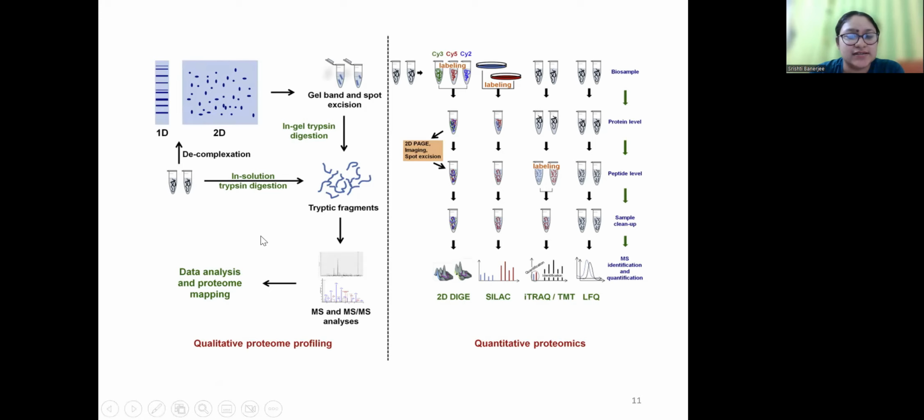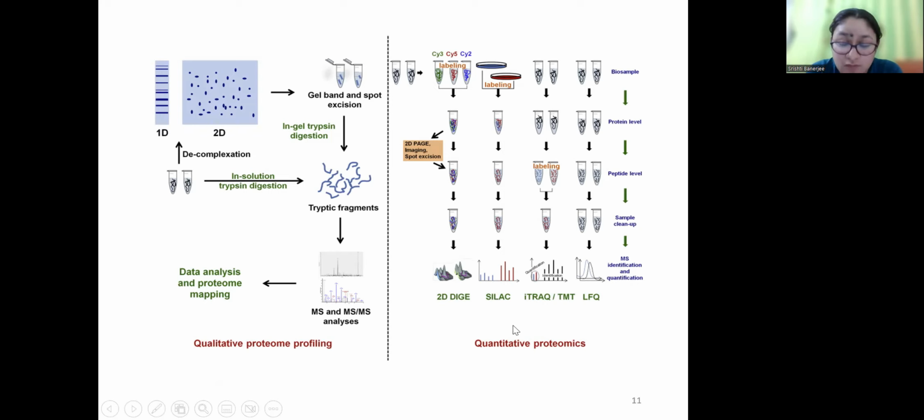In the case of qualitative, they perform gel-based separation. They get the bands, they excise them, then do in-solution digestion, they have tryptic digestion of it, and then a mass spec, and then data analysis. So this is what happens to your sample.